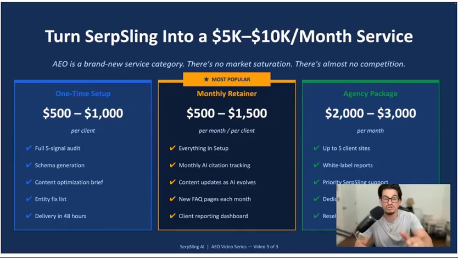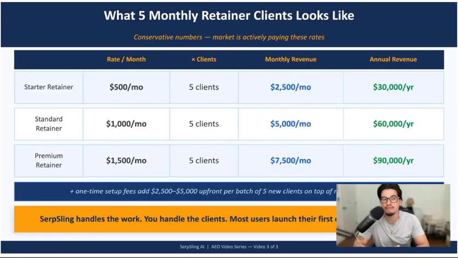You can just charge $100 to $200 for the audit, so that a business can know what they need to fix. But right now, like I mentioned, this is a completely brand new category. No one has dominated this yet, and you are going to be at the forefront of being able to dominate this service. Okay, let's talk about what 5 monthly retainer clients looks like.